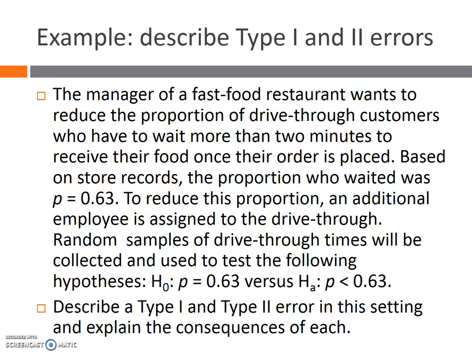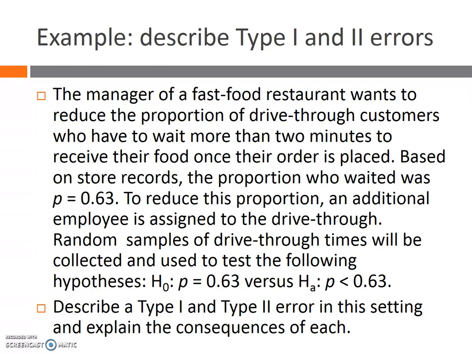So, let's talk about another example. The manager of a fast food restaurant wants to reduce the proportion of drive-through customers who have to wait more than 2 minutes to receive their food once their order is placed. Based on store records, the proportion who waited was 0.63. To reduce this proportion, an additional employee is assigned to the drive-through.